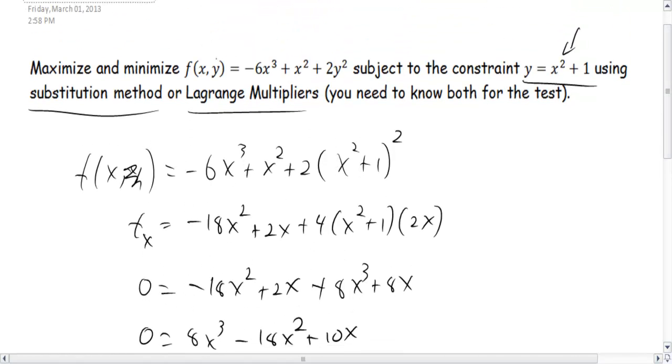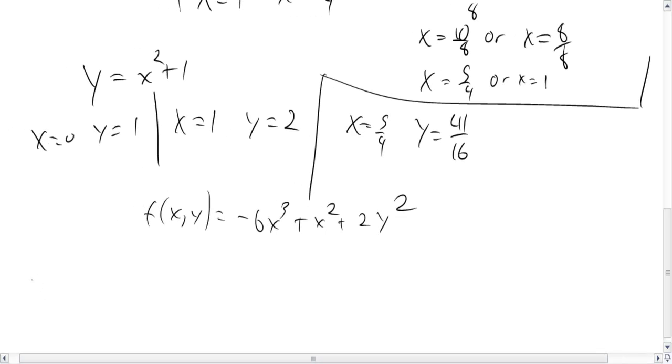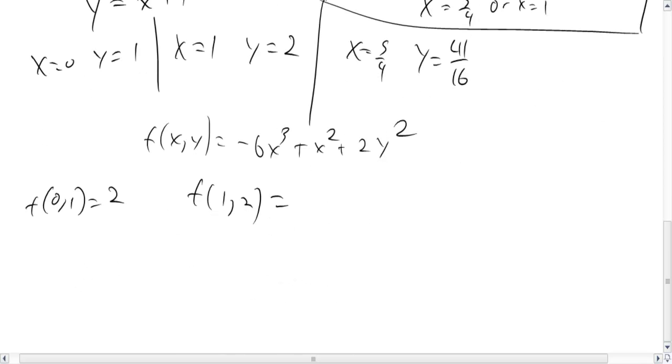And now for each of these answers, I need to take them and plug them back into the original equation right here. So it was negative 6x cubed plus x squared plus 2y squared. Now I substitute in the values for each of my points to find their z values. So f of (0, 1) will give me, I believe, 2, because it would be 0, 0, yep, 2.